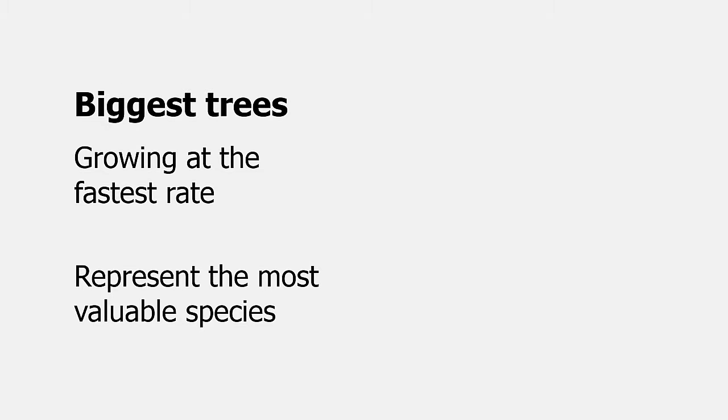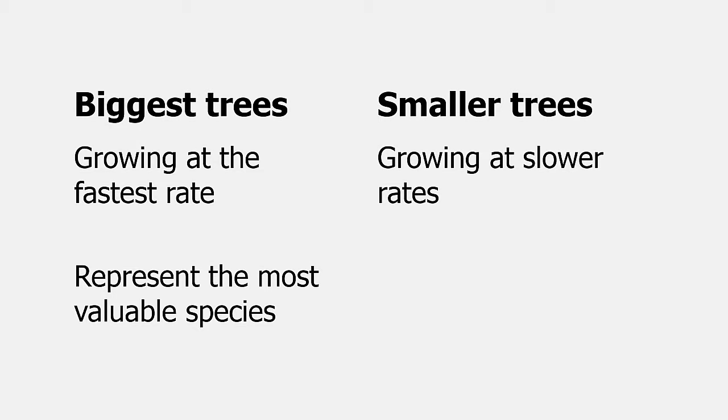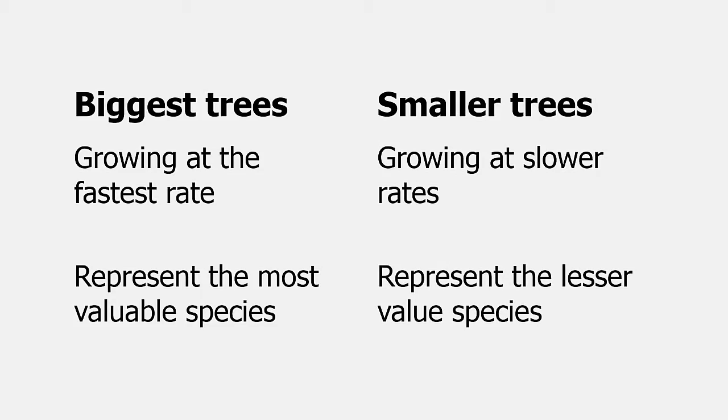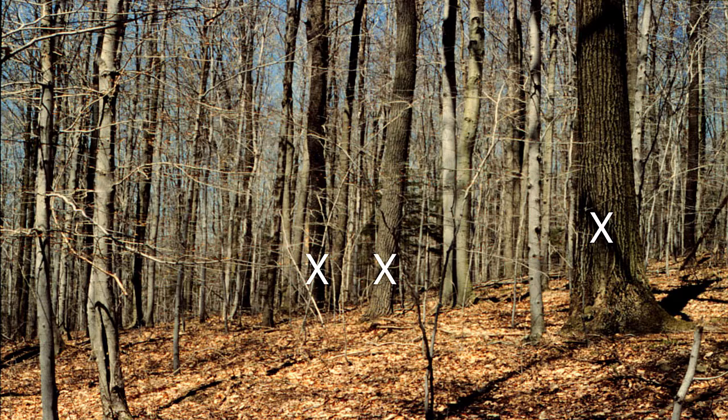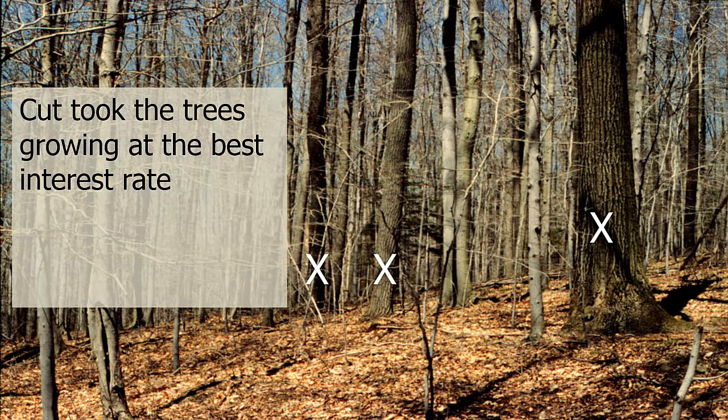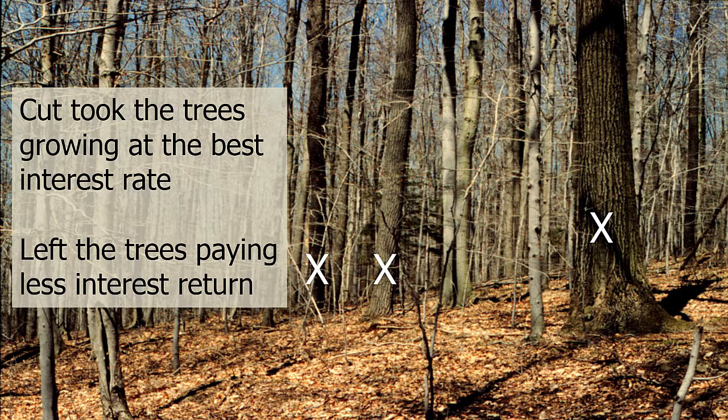First, the biggest trees in an even-age forest were growing at a faster rate in both diameter and volume, and represent the most valuable species in today's timber market. The smaller trees, beech and red maple, were growing at a slower rate and represent the lesser value species in today's market. Thinking about this in terms of interest paid by a bank on deposits, the cut took the trees growing at the best interest rate in return to the future, and left the trees paying less interest return in the future.